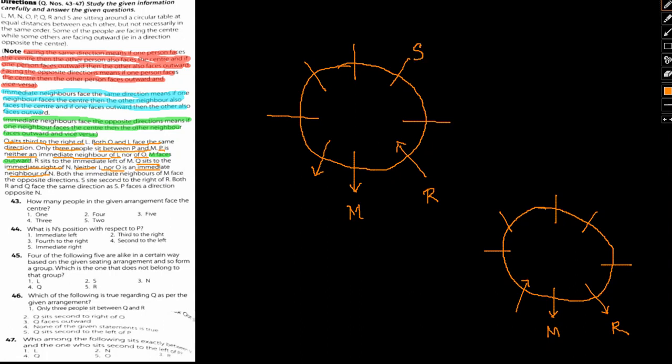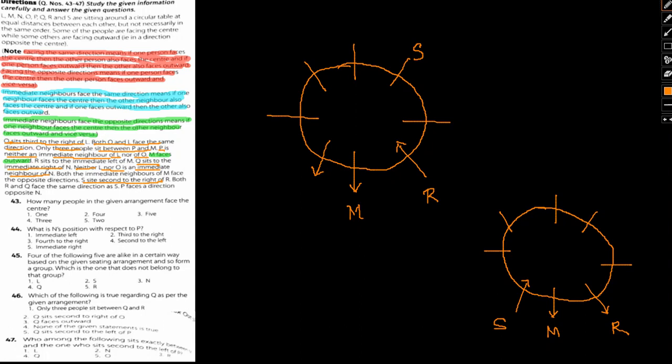Second to the right of R, that is S, will be here. Okay, S is second to the right of R. Both R and Q face the same direction as S.